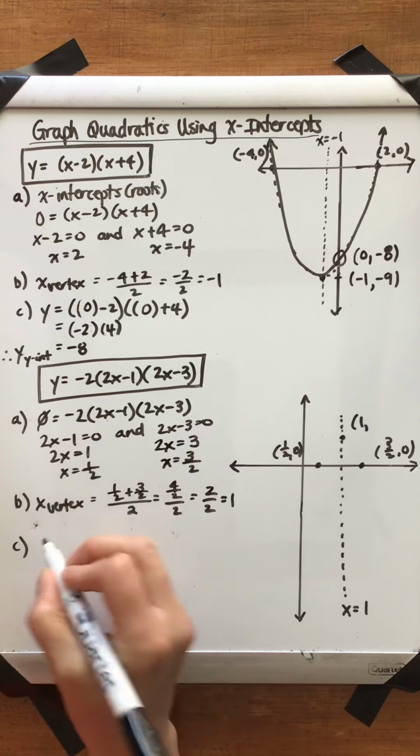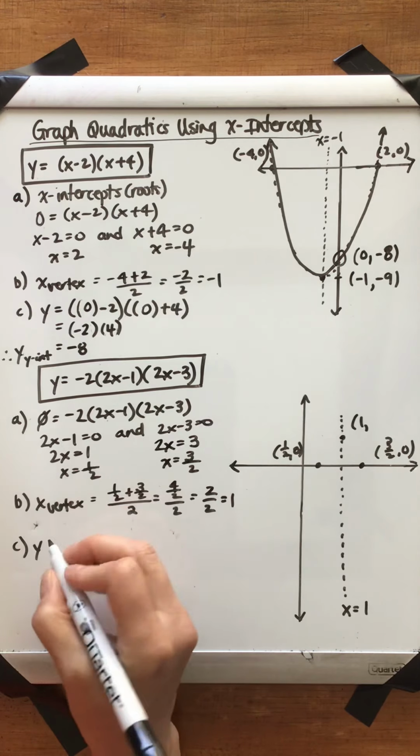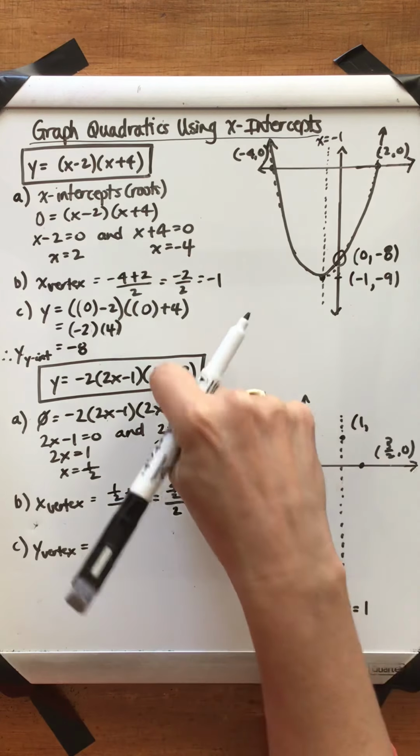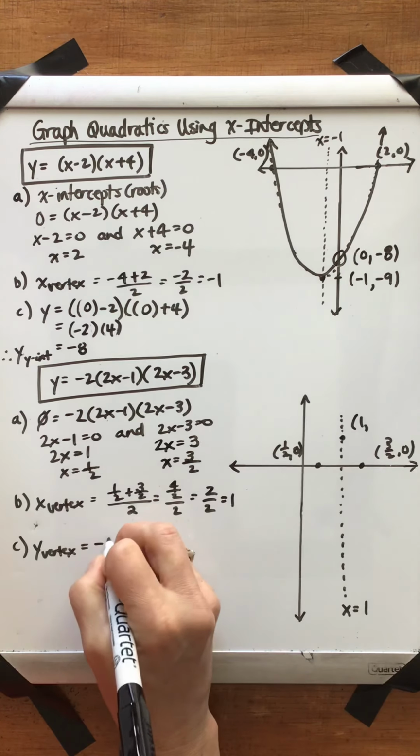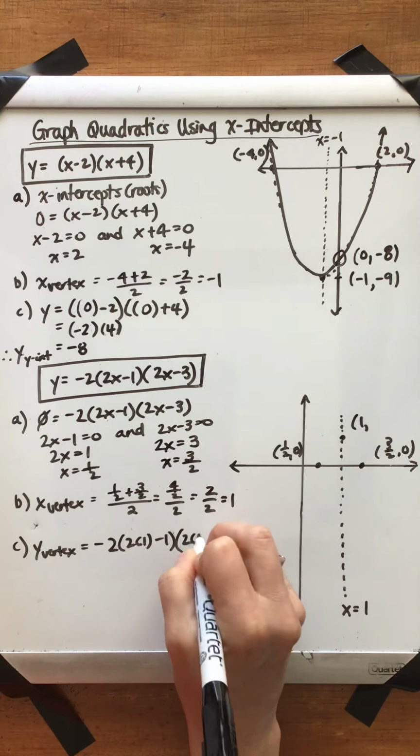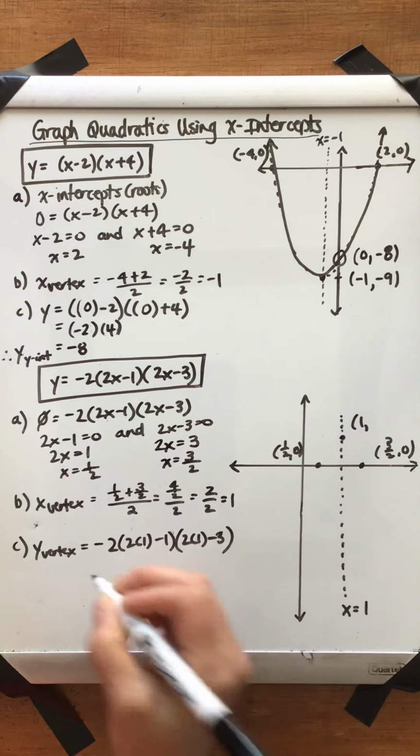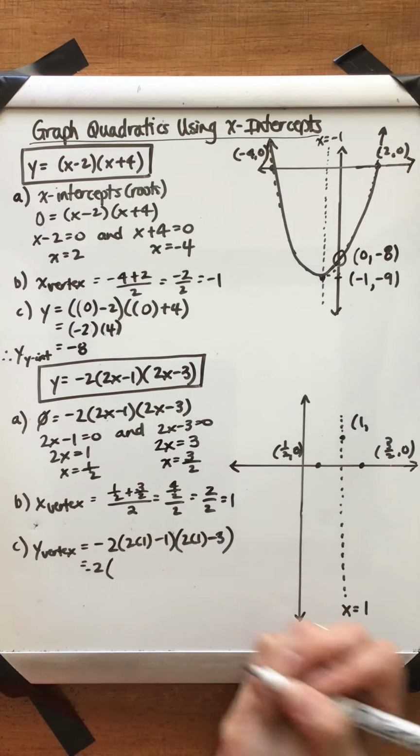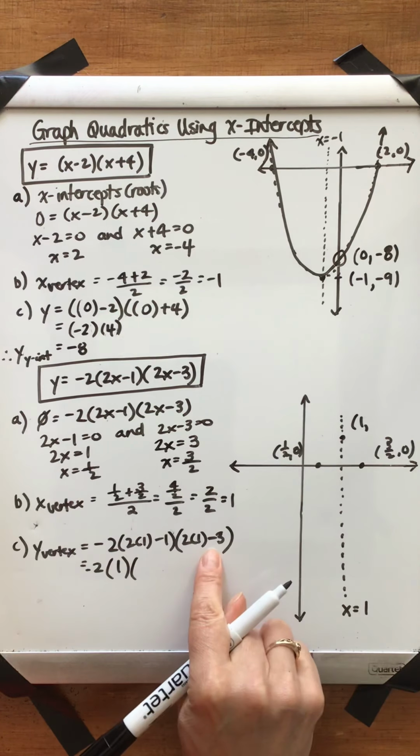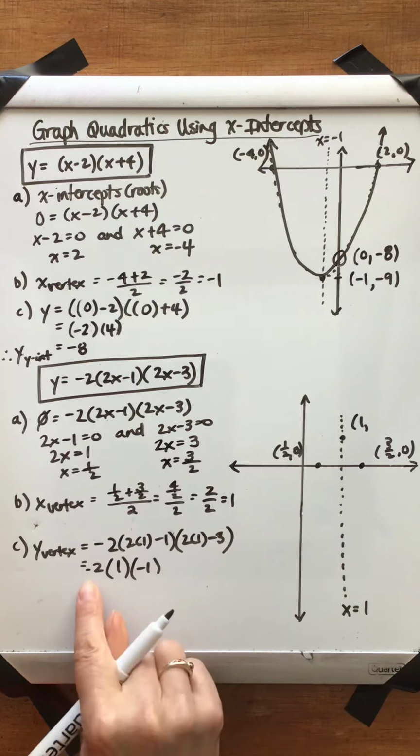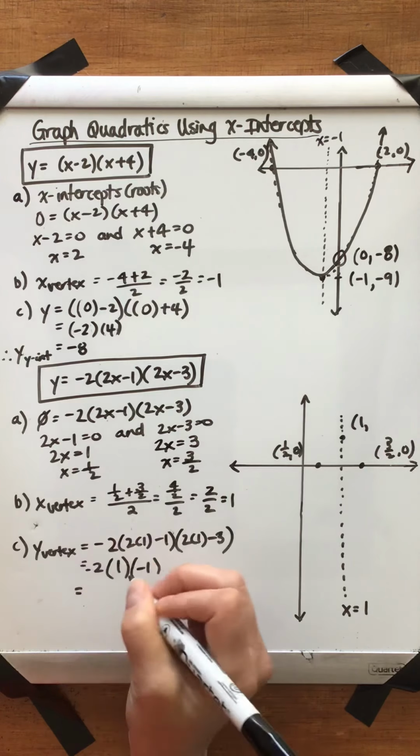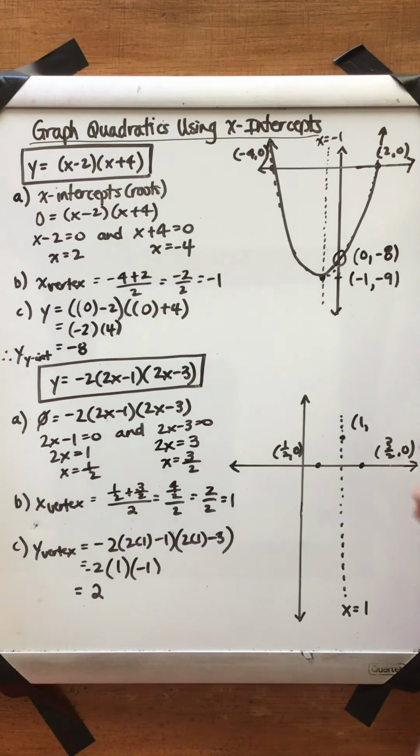Next we need to find the y value at the vertex. So the y value at the vertex is going to be putting the x value in and solving for y. So let's do that. 2 times (2 times 1 minus 1) times (2 times 1 minus 3). Solving inside the brackets first, 2 minus 1 is simply 1, and 2 minus 3 would be negative 1. Two negatives multiply to give a positive, and 2 times 1 gives me a value of 2. And there we are.